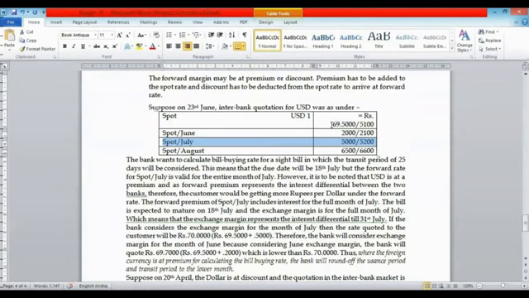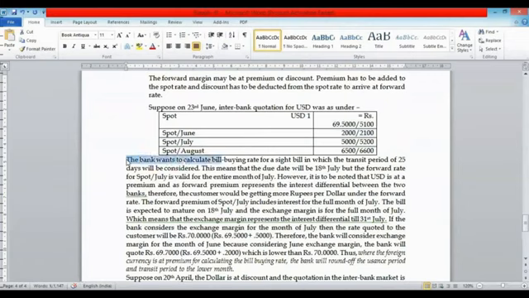Always remember one thing more, that forward margin is not only for a day. Forward margin always lies for the full month, 30 days. That means starting from 1st July to 31st July. This was the spot rate on 23rd June. But when we say this 2000/2100, then it will be the rate for the month of June, that means ending June. Then we can say July rate is there and August rate is there. Keep in mind, I said forward margin is always for a month.